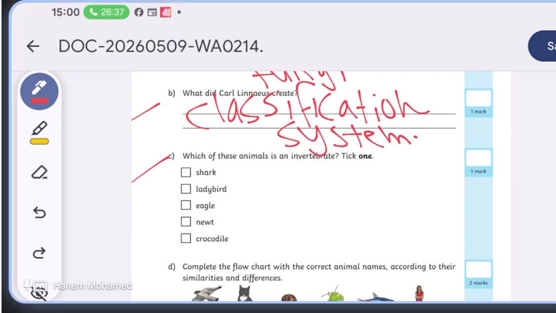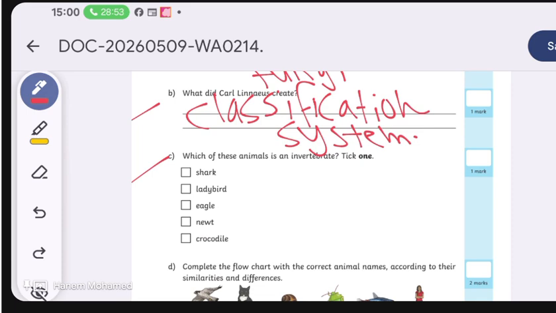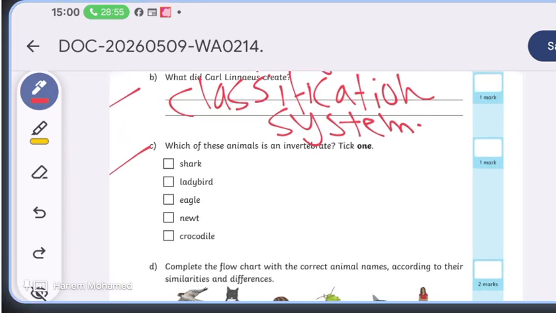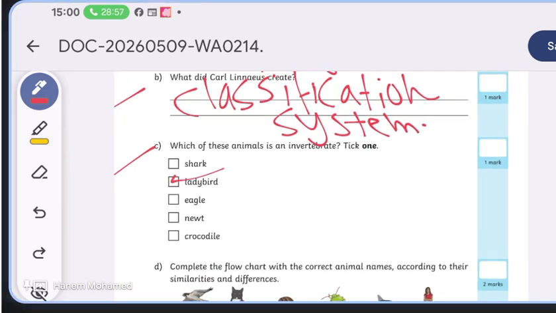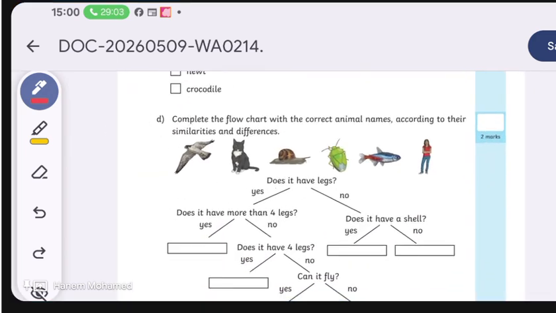Shark, ladybird. What is the meaning of ladybird? It's like a bug, right? So do you think the bug is vertebrate or invertebrate because it doesn't have a skeleton? Invertebrate, yes. They don't have a skeleton. They have an exoskeleton, but they don't have an internal skeleton. So the ladybug is an invertebrate. The next.